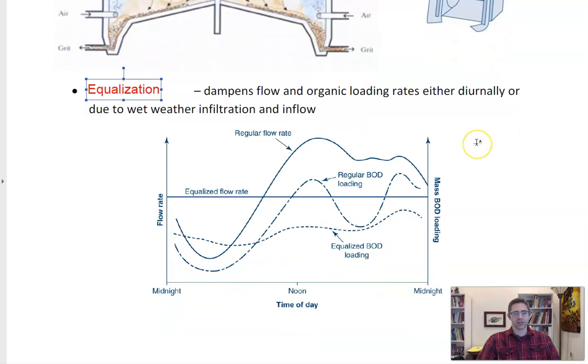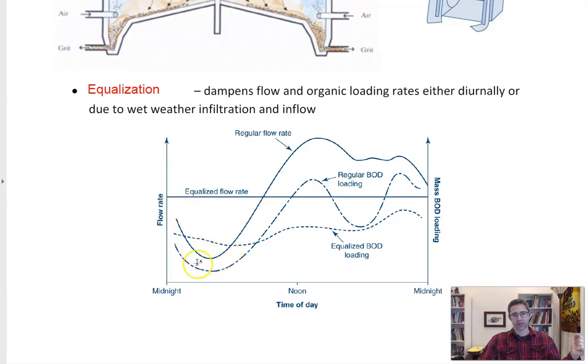Purpose of equalization is to dampen flow and organic loading rates, typically diurnally. So we know there's a daily or diurnal flow pattern that we talked about last time coming into the treatment facility, and we may want our treatment facility to have a more constant flow rate going through it. And so we provide a large tank, essentially, that the influent can come into in this pattern, and then we let water out of the tank at this pattern.